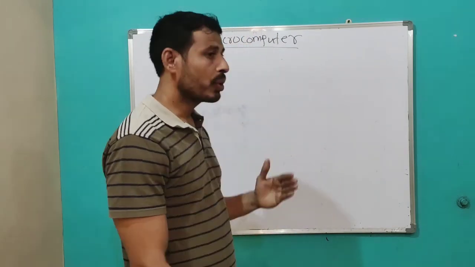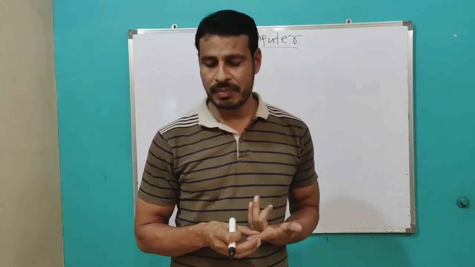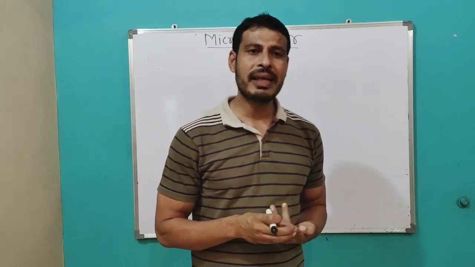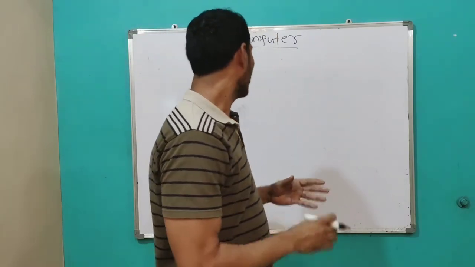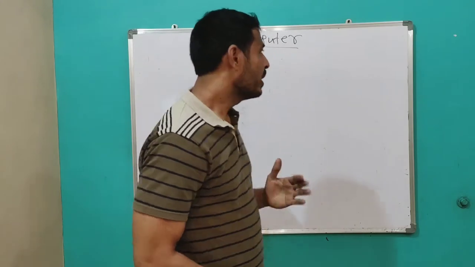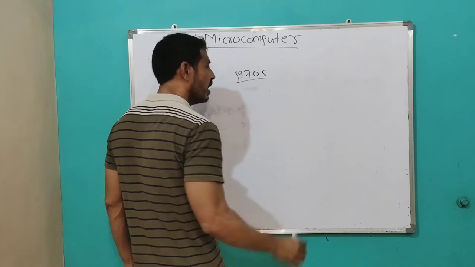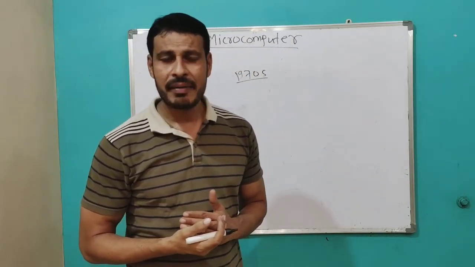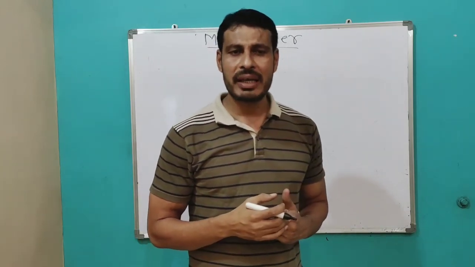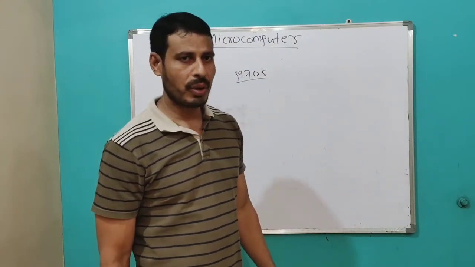In a microcomputer there are four main components: the processor, then memory, which is RAM and ROM, then input devices and output devices. These are the four components of a microcomputer. Now in the 1970s, Intel designed a 4-bit microprocessor, and the applications were in automation and machine control.